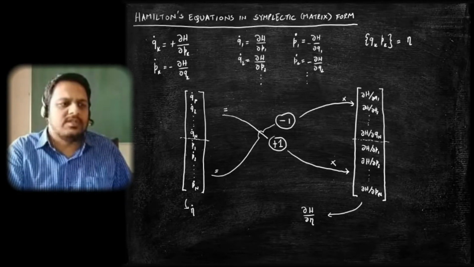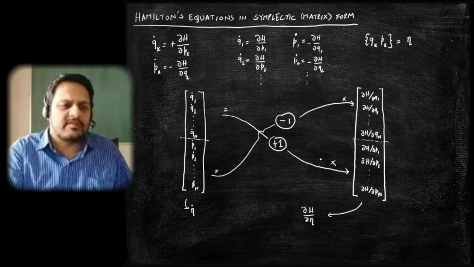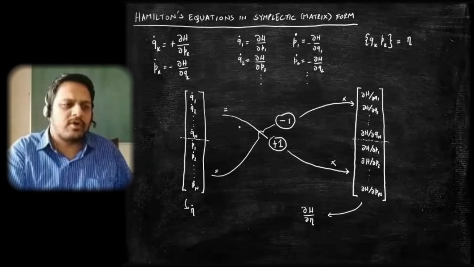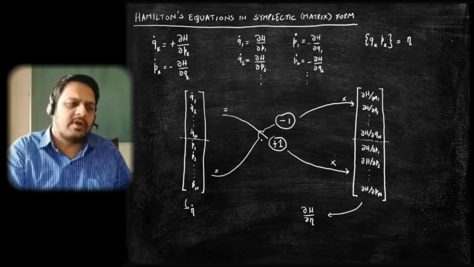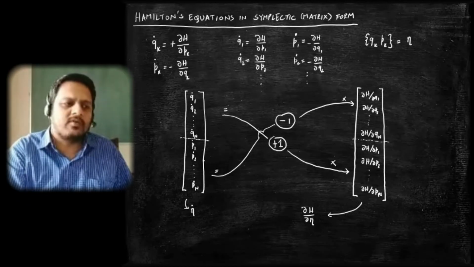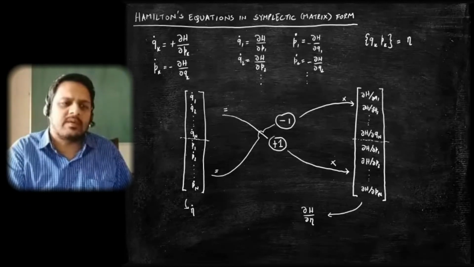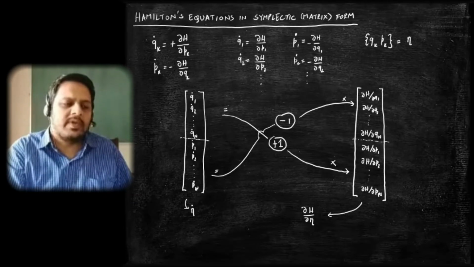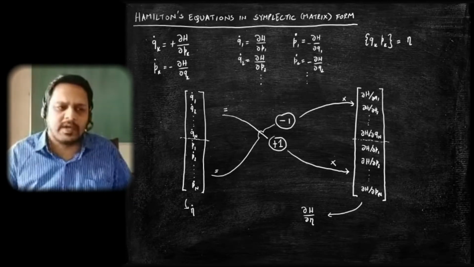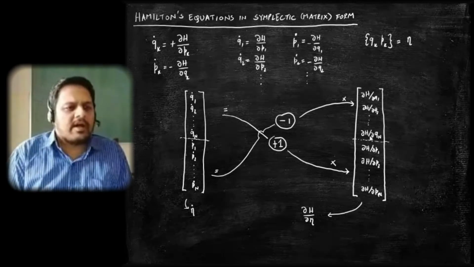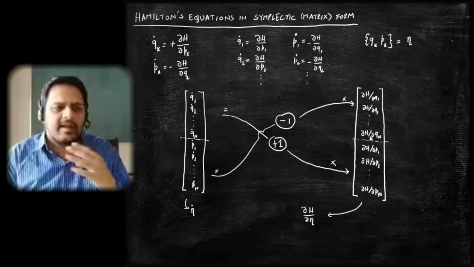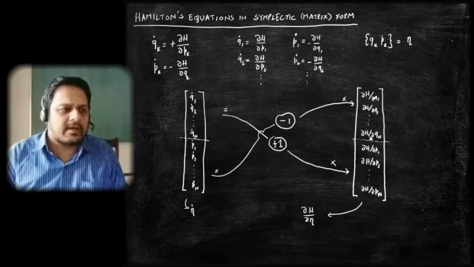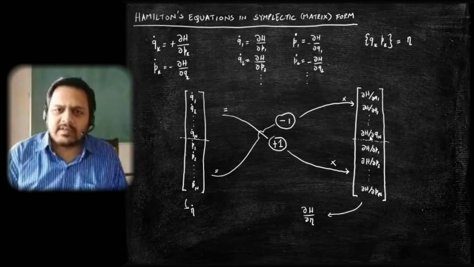Correct? Each of these: q1 dot is equal to plus 1 times ∂H/∂p1, q2 dot is plus 1 times ∂H/∂p2, and so on, qn dot is plus 1 times ∂H/∂pn. Then p1 dot is minus 1 times ∂H/∂q1, p2 dot is minus 1 times ∂H/∂q2, and so on, pn dot is equal to minus 1 times ∂H/∂qn. So the upper and lower halves of this collection are related to each other and they are cross related. The q part is related to the p part on the other side and vice versa.